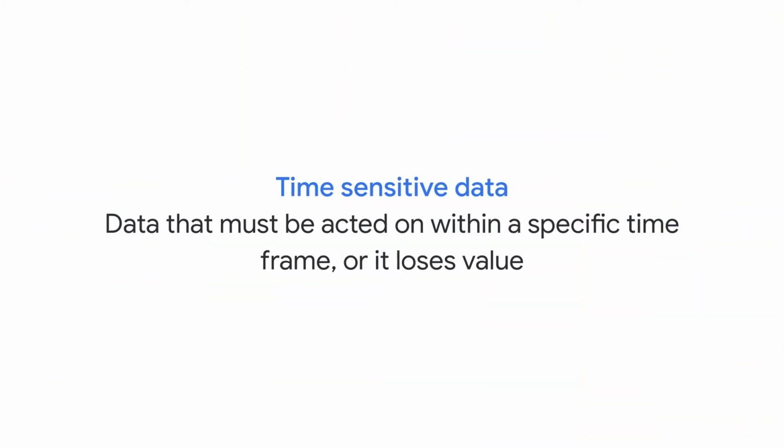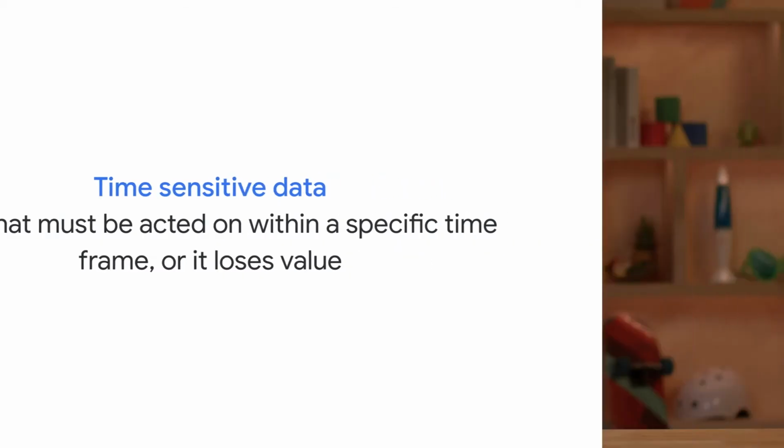Time-sensitive data is data that must be acted on within a specific time frame, or it loses value. When planning a time-sensitive travel itinerary, you might consider which mode of transportation you're going to use to get from one destination to the next. And you will probably also consider how quickly you need to arrive at each location.